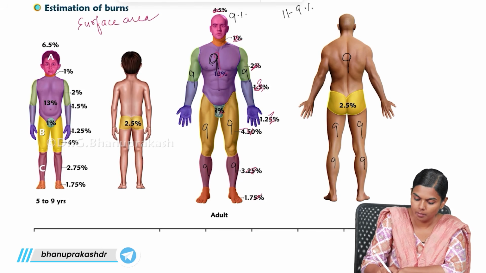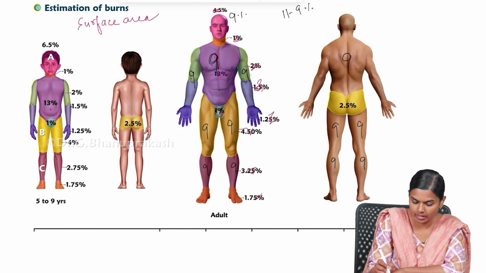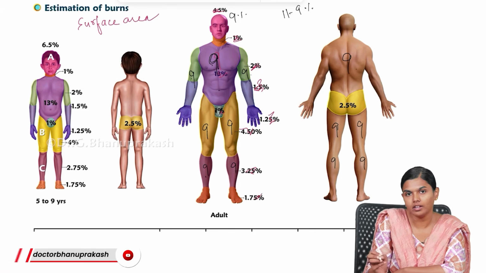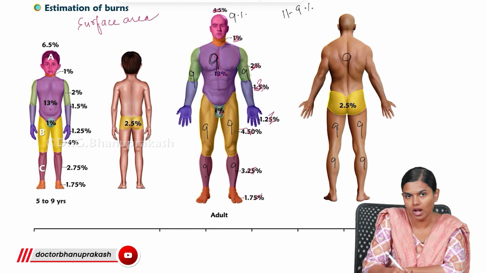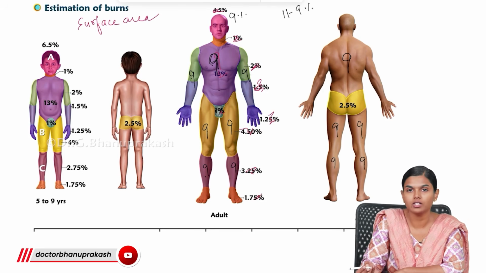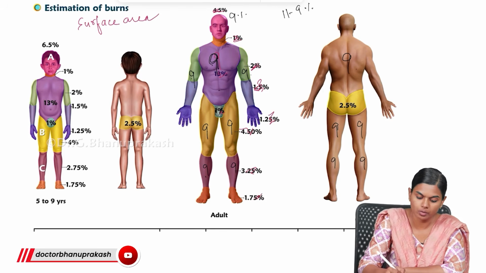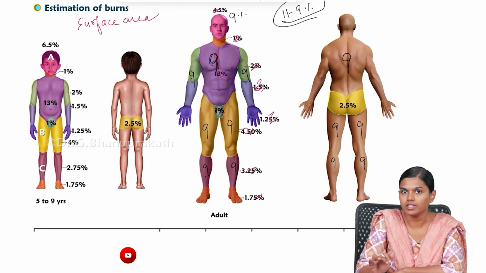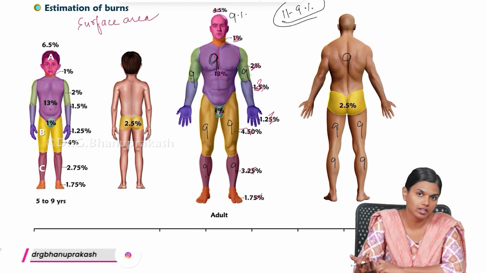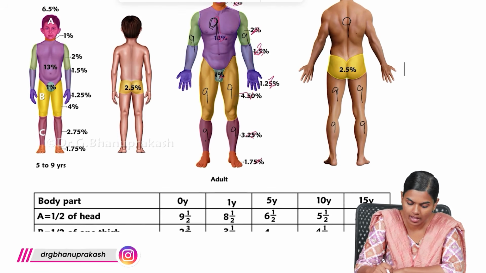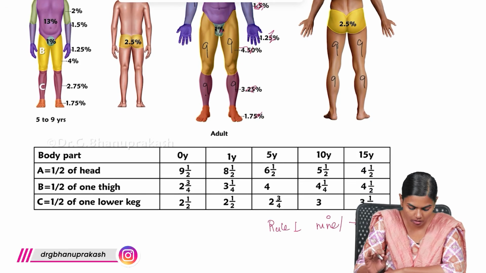Front is 9, back is 9. The arm is 9, 9 each, and in case of leg you get 18 front and 18 back, 9, 9, 4 nines you will be getting, and head and neck is another 9. So finally 1% is for the perineum. You just remember you will be getting 11 nines, and an area which is bigger, having more surface area, you will be giving a lot of 9s. So this is the rule of 9 or Wallace rule, which is commonly used.